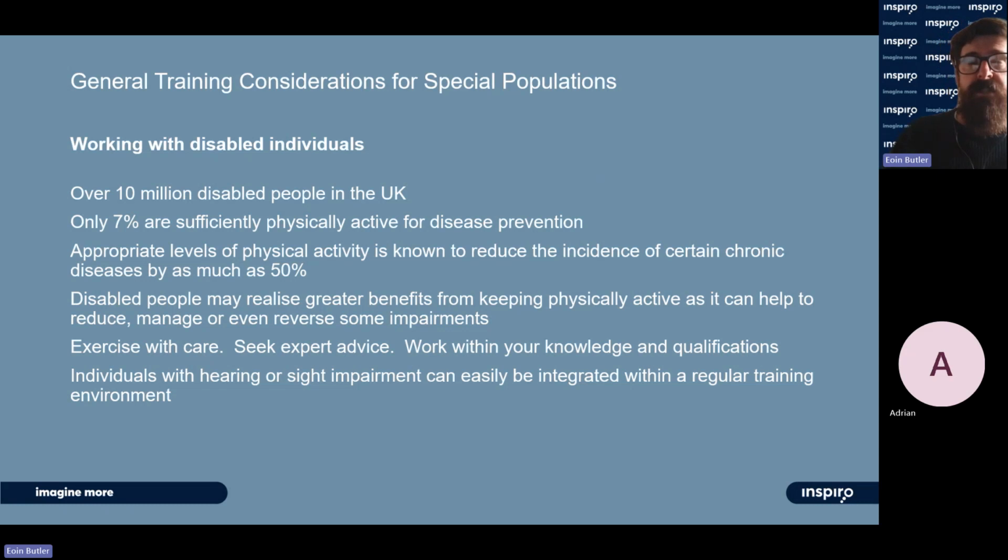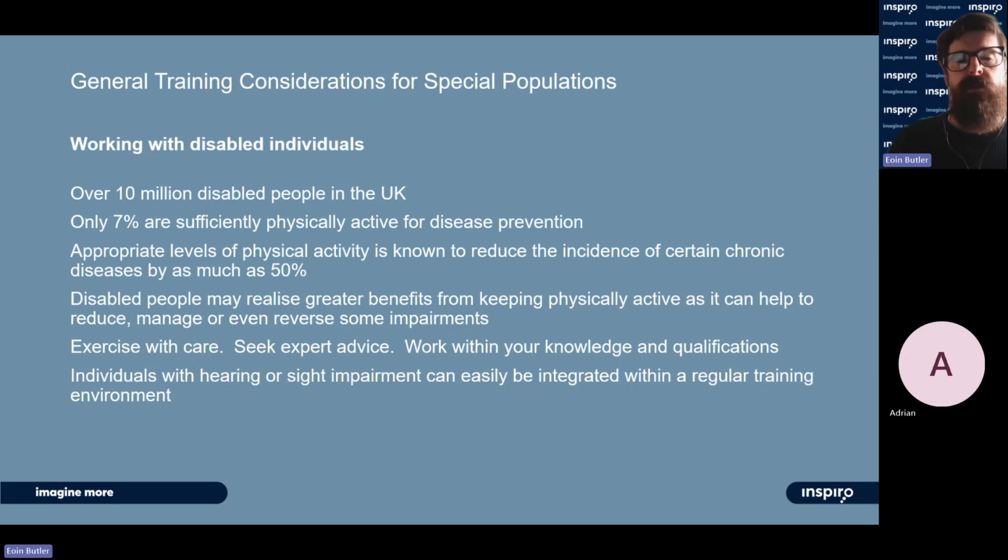So we could do a whole course on looking at individual disabilities and how we would exercise for them. So for us as level 2 fitness instructors, the best thing to do is exercise with care, seek expert advice, although the best person to ask is them, because they'll know what they can and cannot do, but also look to their medical professionals for more information. Work within your knowledge and qualifications. Individuals with hearing or sight impairment can easily be integrated within a regular training environment.